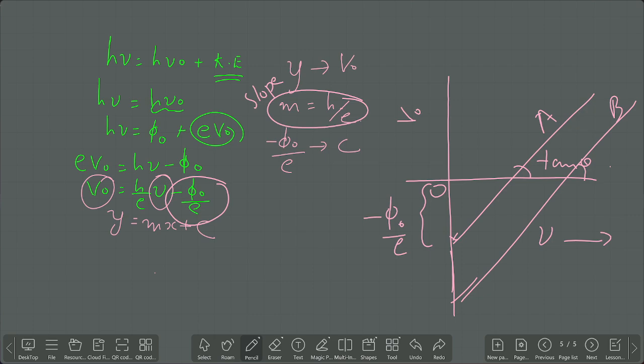Next. Last topic actually we are going with this one. De Broglie wavelength. De Broglie. Particle nature of light.